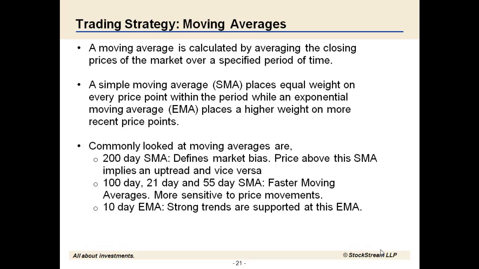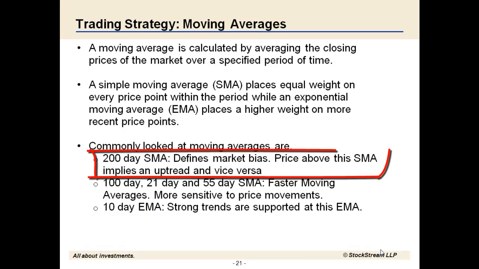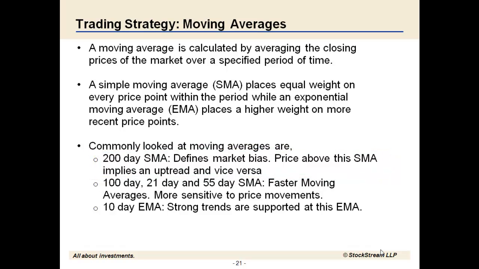You can think of moving averages as dynamic support and resistance levels for trading purposes. The important moving averages to consider while trading are the 200-period SMA, 100-period SMA, 55-period SMA, 21-period SMA, and the 10-period EMA. The 200-period SMA determines the market bias. If the market is trading above its 200-day SMA, it is considered to be in an uptrend, and vice versa.